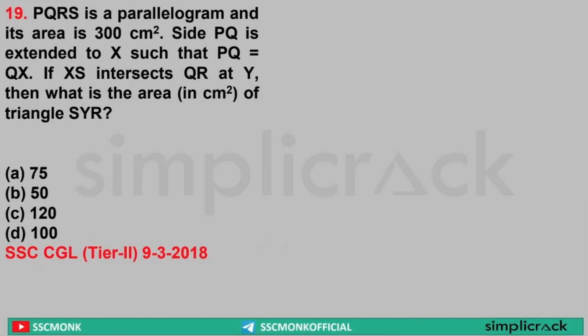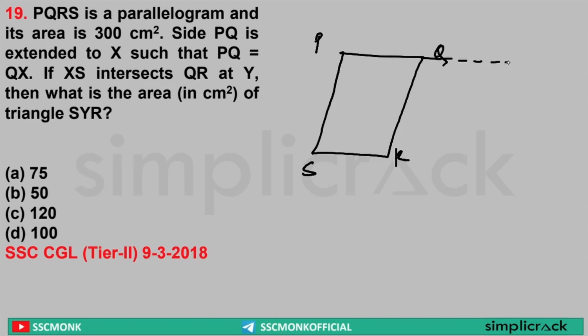Next. PQRS is a parallelogram. Its area is 300 centimeter square. Side PQ is extended to X such that PQ is equal to QX. If XS intersects QR at Y, then what is the area? So let's say this is a parallelogram PQRS. It is saying this area is 300 centimeter square. Side PQ is extended to X such that PQ is equal to QX. Not an issue. XS intersects QR at Y.